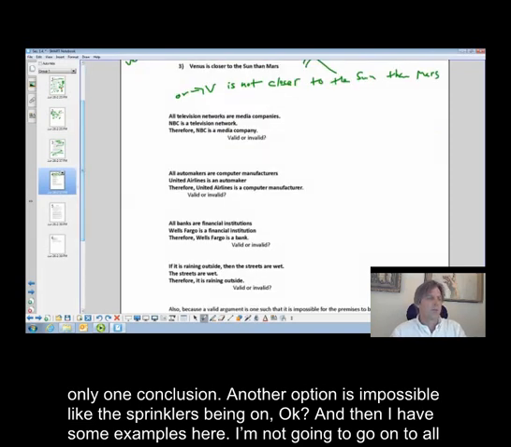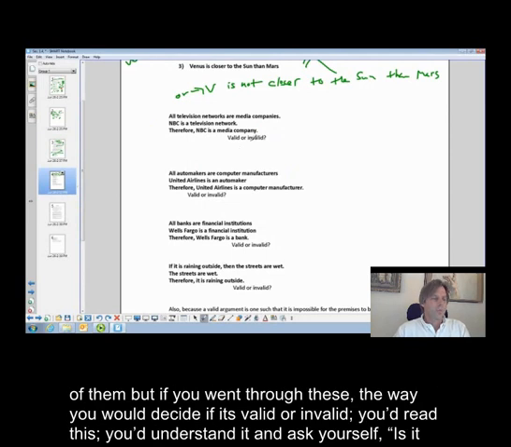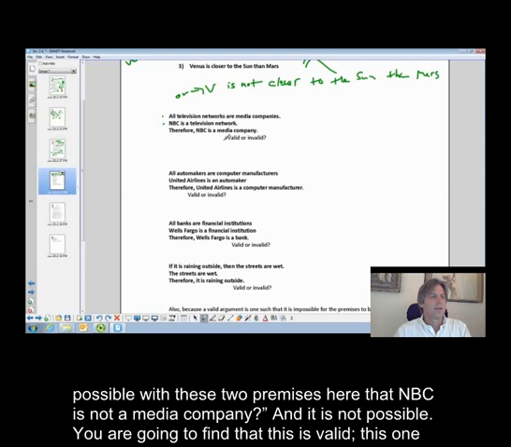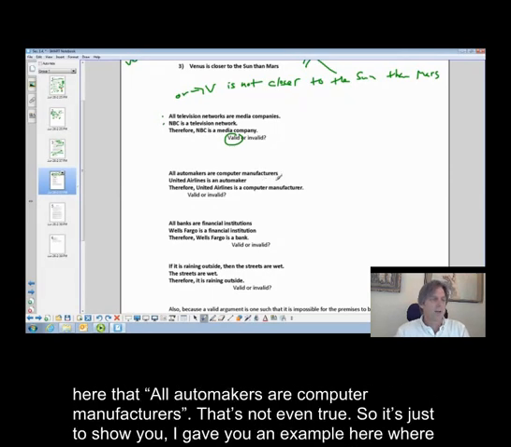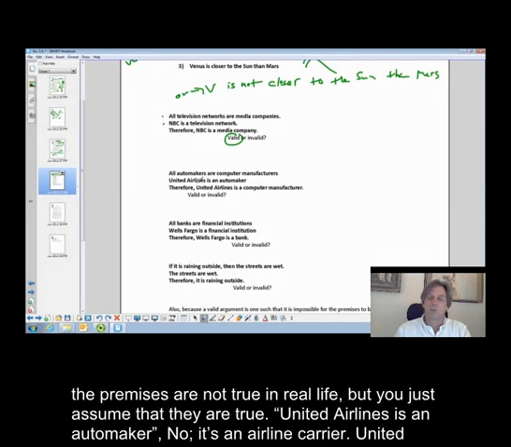I'm not going to go into all of them, but if you went through these, the way you would decide if it's valid or invalid, you'd read this, you'd understand it, and ask yourself, is it possible with these two premises here that NBC is not a media company? And it is not possible. You're going to find that this is valid. This one here, all automakers are computer manufacturers. Now that's not even true. So it's just to show you, I gave you an example here where the premises are not true in real life, but you just assume that they're true.